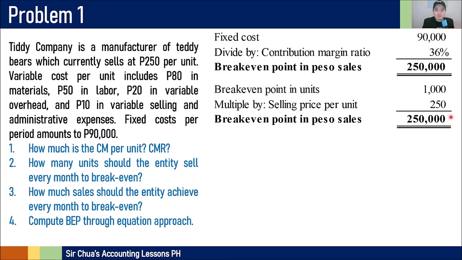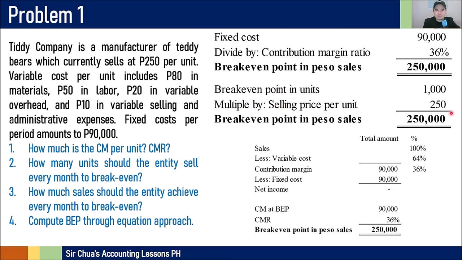Kung ayaw mo niyan, dito ka sa variable costing income statement, ganito po gagawin mo. At break-even point, your net income is 0. If your fixed cost is 90,000, your CM is also 90,000. Itapat mo yung 36% sa kanya para alam mong doon mo siya i-divide. So, 90,000 divided by 36%, lalabas yung sales. That is 250,000. And that is your answer for number 3.